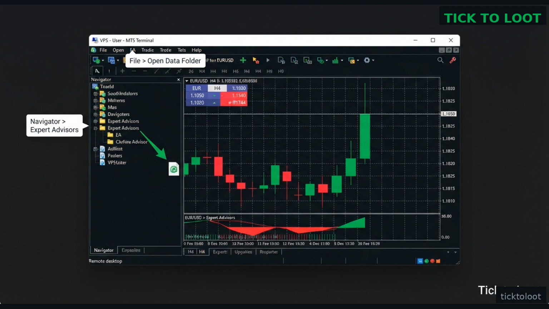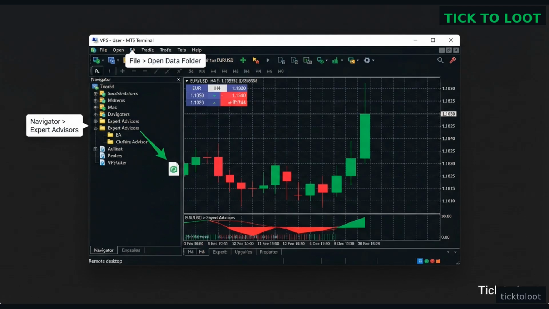You'll enter the IP address, username, and password that your provider gave you. Then you'll see a fresh desktop screen, just like a brand new laptop. Next, download the trading platform you plan to use. The most common choice is MetaTrader 5, often abbreviated MT5.